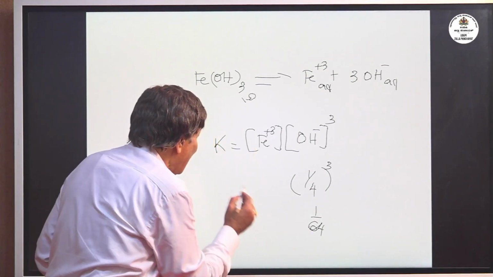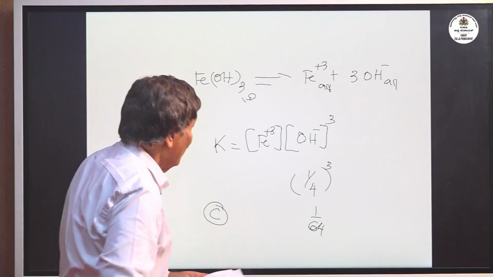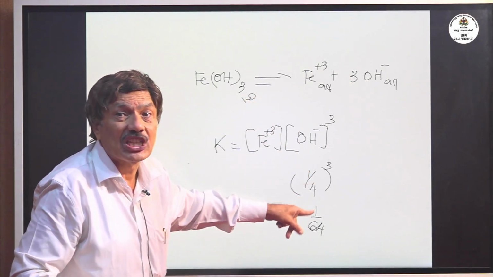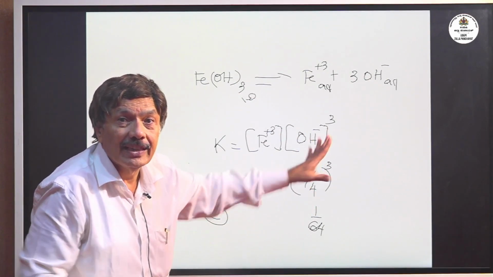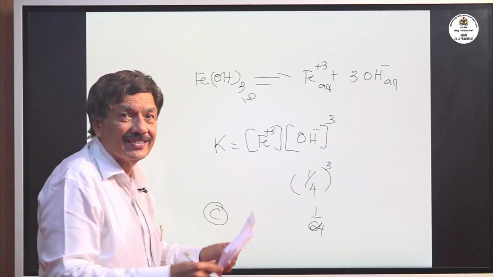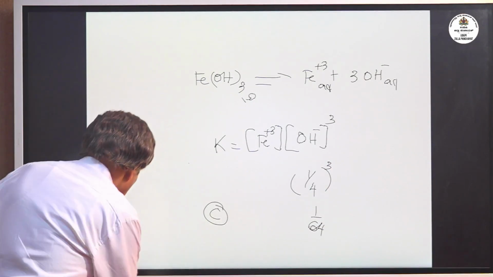So this should be increased by 64 times. When this is increased by 64 times, the decrease by 1 by 4 cube will be nullified so that the equilibrium constant remains as it is. So the right answer is option C.